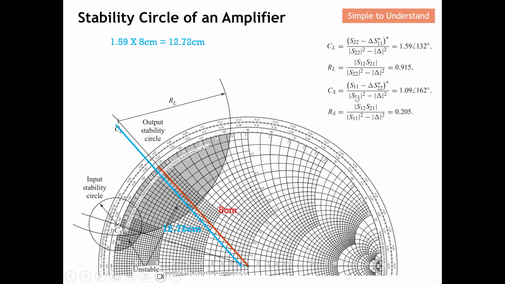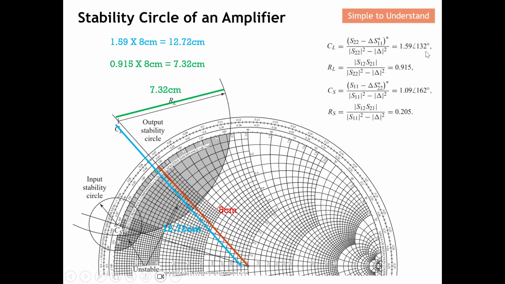And then for the radius, it's not to plot at 0.9 centimeter. Again, you need to plot 0.915 multiplied by the reference point, which is 8 centimeter. So your radius needs to be 7.32 centimeter. From here, this is your center point, you put your compass one point here, and then the other point, you can plot this output stability circle. I hope it's clear. So this is how I plot the output stability circle.